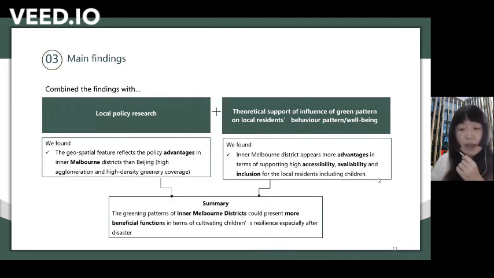Number two, inner Melbourne districts appear more advantaged in terms of supporting high accessibility, availability, and inclusion for local children. Based on those two points, we can speculate that the greening patterns of inner Melbourne districts could present more beneficial functions in terms of cultivating children's resilience, especially after disaster.